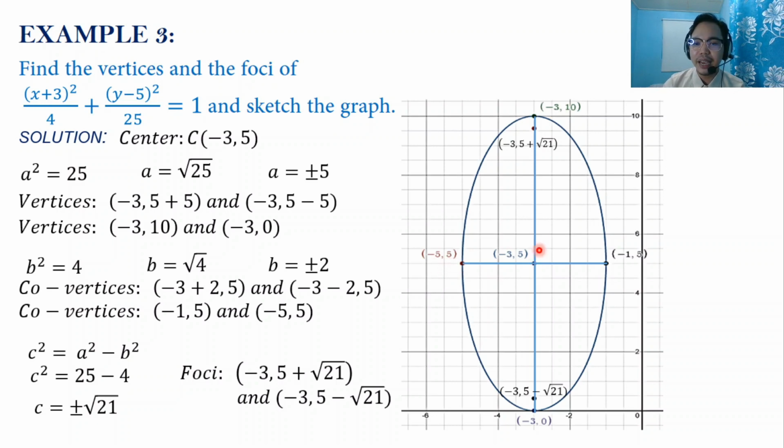Now, for the foci, so here it is. That is negative 3, 5 plus square root of 21. Then negative 3, 5 minus the square root of 21. So, if you want to know the exact point, pwede nating i-decimal yung coordinates natin. Then, we can plot it easily kapag naka-decimal siya.